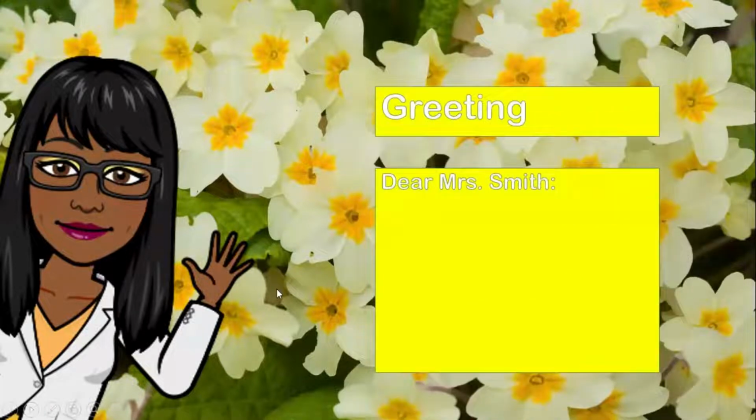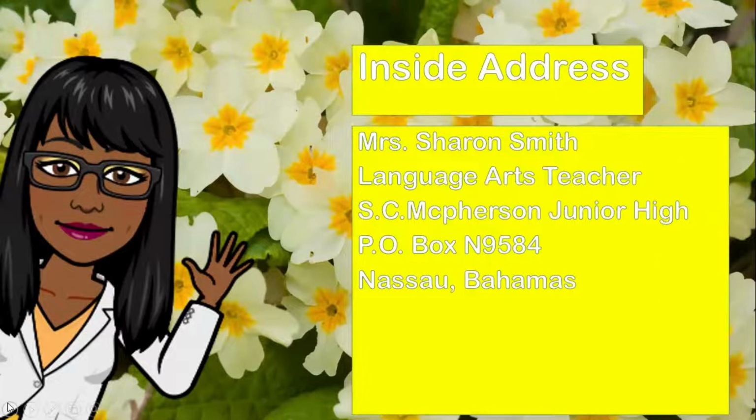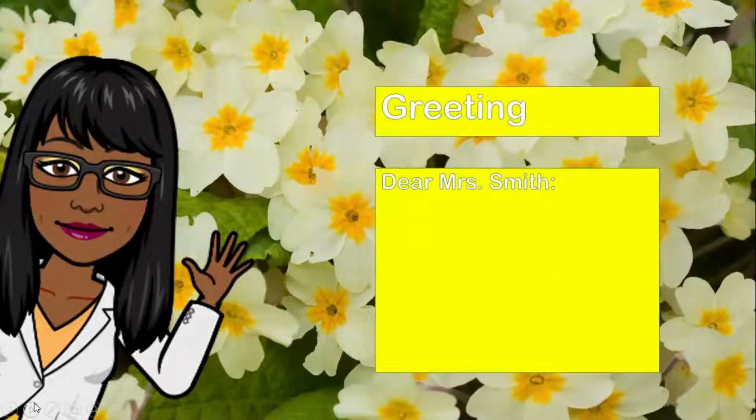Okay. Our greeting or salutation, you always say dear. And if you give the name of the person in your inside address, so I have here Mrs. Sharon Smith, when I come now to my greeting, it should be dear Mrs. Smith. And of course, for the formal letter, you do not use a comma. You use a colon as your punctuation mark at the end of your greeting. And the dear goes immediately after the inside address. Of course, you would skip a line, but it goes immediately after the inside address.